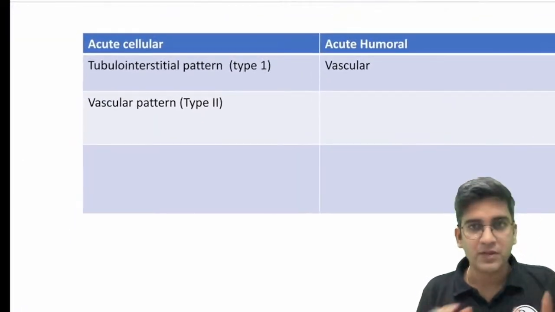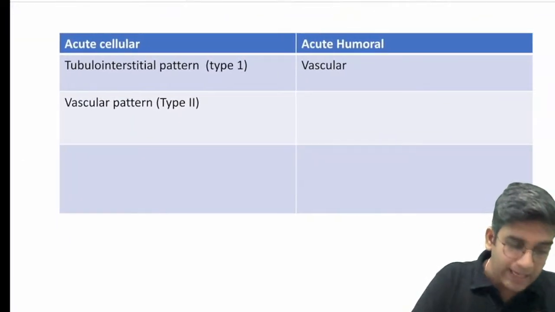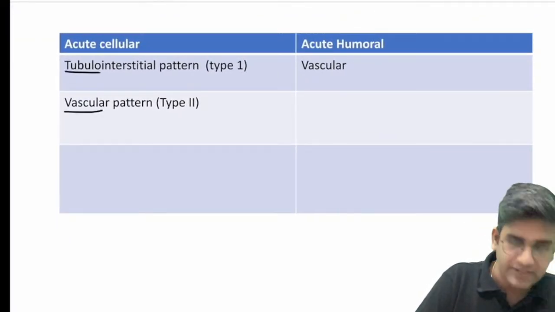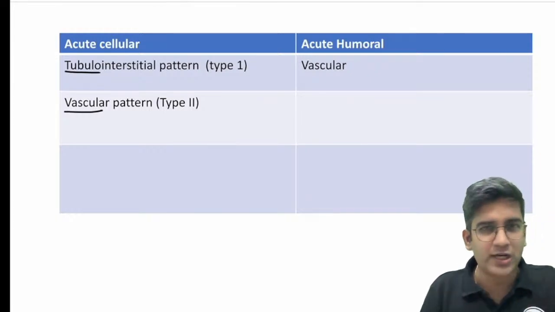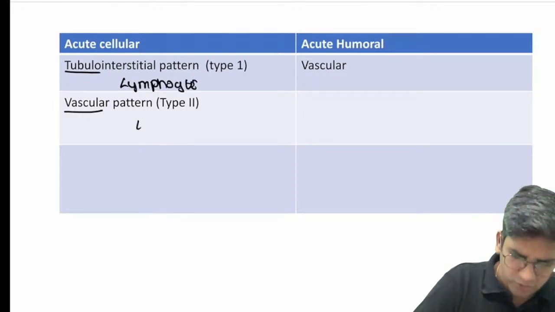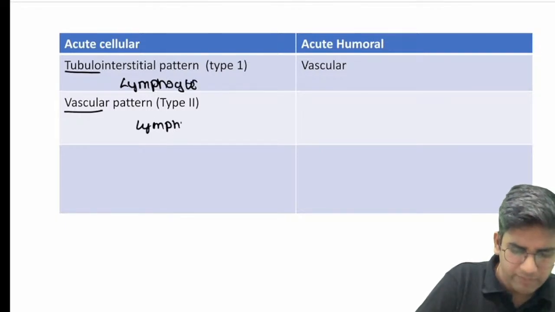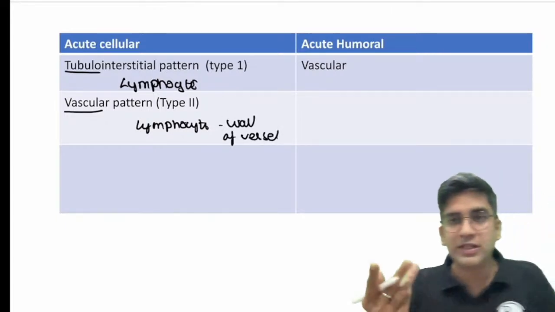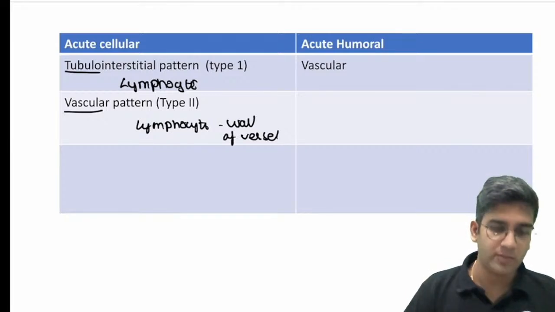I have two types: acute cellular and acute humoral. And in cellular, I have tubular, interstitial, and vascular. Microscopic finding is not required. If required, it's very simple. I'll have lymphocytes in interstitium and tubules. Here also I'll have lymphocytes in the blood vessel wall. You'll have lymphocytes in the wall of the vessel, not in the lumen. Lumen lymphocyte is normal, wall lymphocyte is abnormal, right?